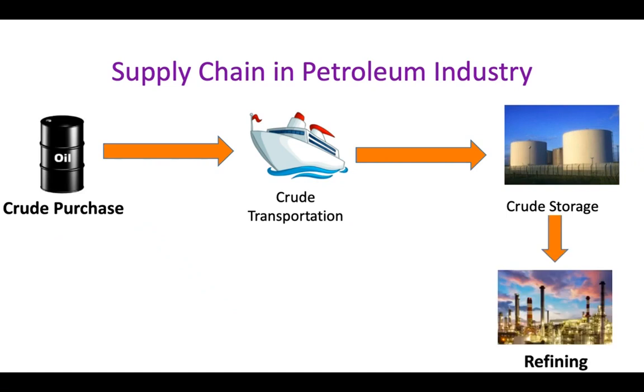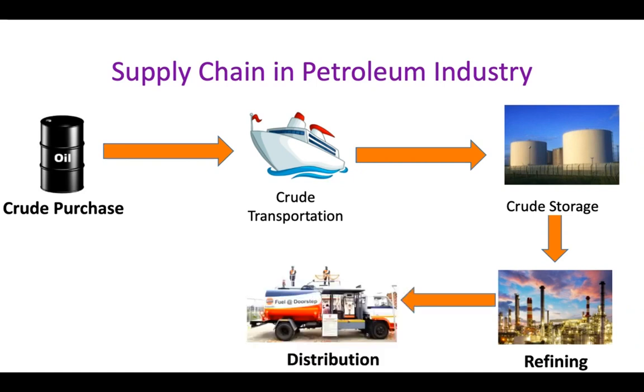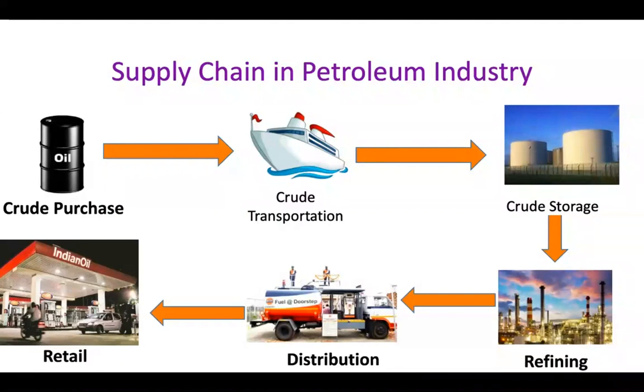So after refining the crude oil, it goes for distribution to the various oil stations or gas stations, we say. So that transportation will take place. Then the refined oil will be distributed among the retail stations. So these are a few steps involved in the supply chain of the petroleum industry, basically.